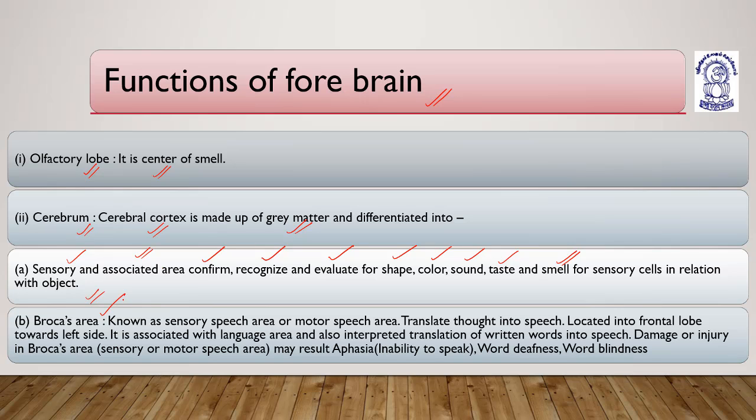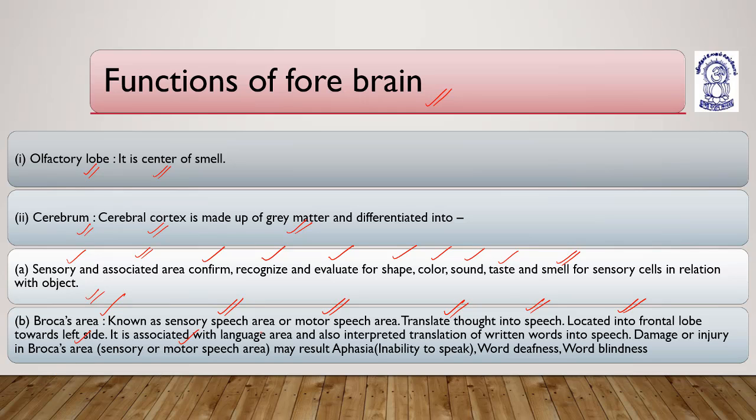Broca's area, known as sensory speech area or motor speech area. It helps to translate thought into speech. It is located in the frontal lobe towards the left side.